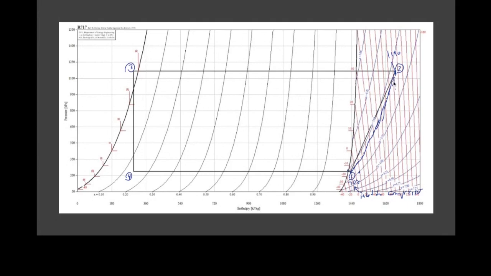And now if we take a look at the lines of constant temperature, we're between this one here, which looks like it's 100 degrees Celsius, and then the next line over is this one here, 120 degrees Celsius. And it looks like this point is right smack in the middle. So what this means is that at the discharge of the compressor, the temperature of the gas is 110 degrees Celsius. Isn't that crazy?